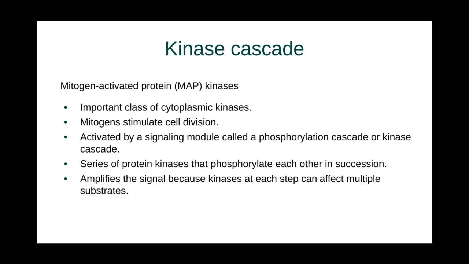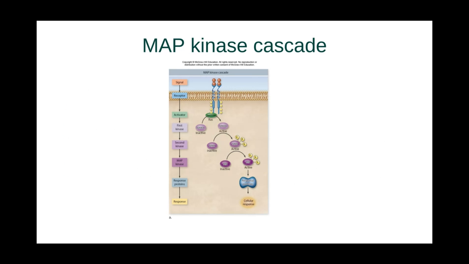Now, this cascade is activated by a signaling module called a phosphorylation cascade or a kinase cascade. Interchangeable there. Remember, kinase stands for phosphorylation. And there's a series of protein kinases that phosphorylate one another in relatively quick succession. And this amplifies the signal because the kinases at each step can affect multiple substrates. So this is sort of the more complex version of intracellular signaling. A lot of stuff inside of your cells is regulated this way. You have these cascades of phosphorylation events, but it's straightforward. You get a signal, it binds to a receptor, causes a phosphorylation.